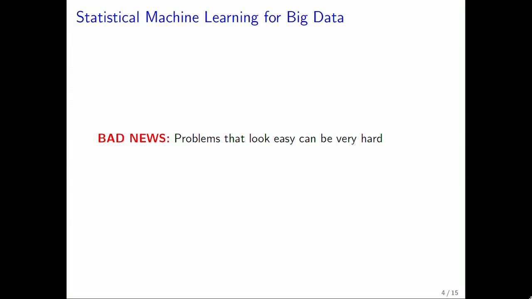So I come bearing some bad news. And the bad news is that in terms of statistics, even problems that look really easy can actually be really hard when we have very big data sets. And to illustrate that point, I just want to look at a little case study. So this is a case study of graphical modeling for time course data.